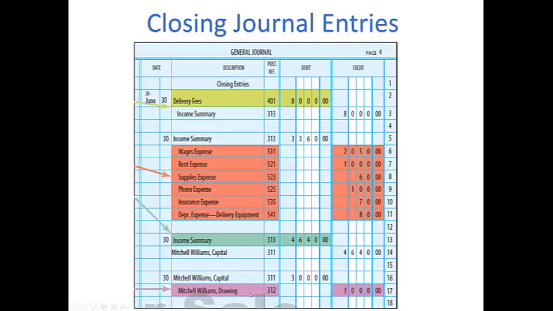So the drawing, we're closing directly to capital. Drawing had a debit, we're going to credit it, which will give it a 0 balance, and then debit capital, because drawing does reduce the owner's capital.